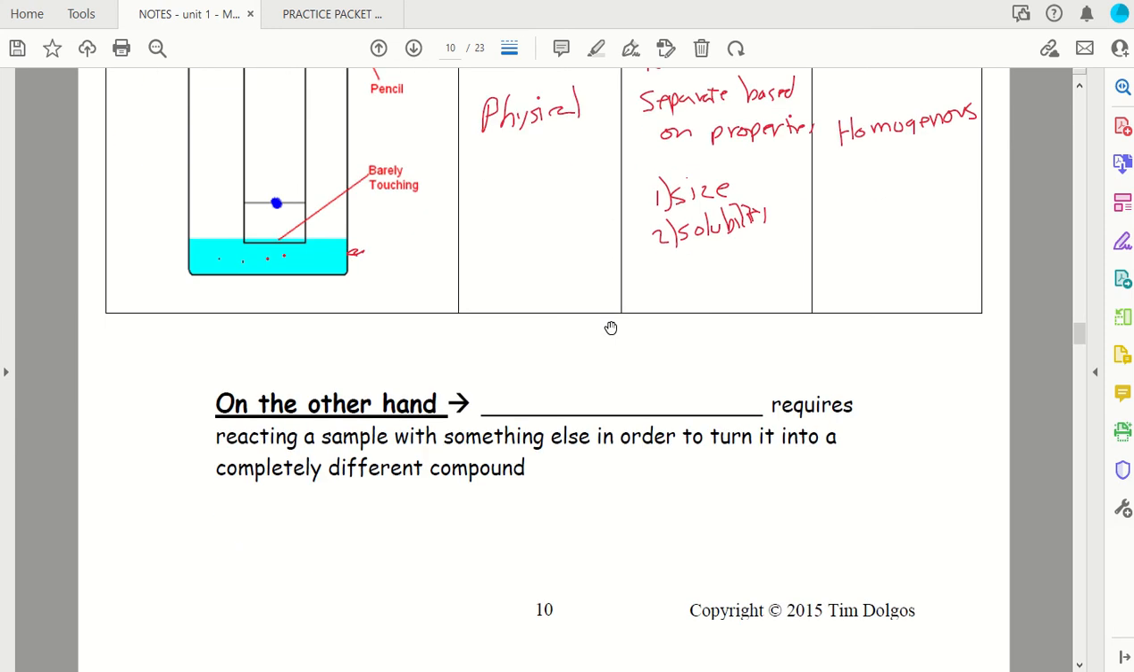Okay, you could also have chemical separators, and we'll talk a lot about that this year. So we'll learn about the fundamentals, how to separate things chemical, and chemical separation requires you know about chemicals. So that's what we're learning in chemistry. It requires reacting with a sample and something else in order to turn into a totally different compound. And that concludes our notes today.